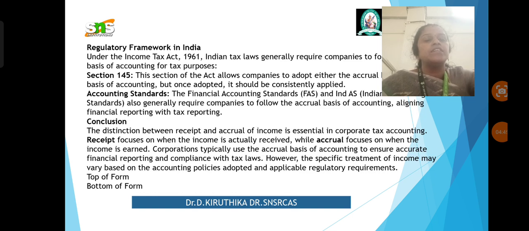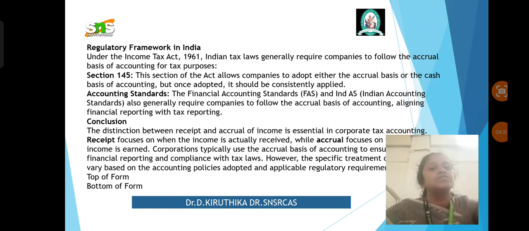Regarding the regulatory framework in India, under the Income Tax Act 1961, Indian tax laws generally require companies to follow the accrual basis of accounting for tax purposes. Section 145 of the Act allows companies to adopt either the accrual basis or the cash basis of accounting, but once adopted, it should be consistently applied. As for accounting standards, the Financial Accounting Standards and the Indian Accounting Standards also generally require companies to follow the accrual basis, aligning financial reporting with tax reporting.